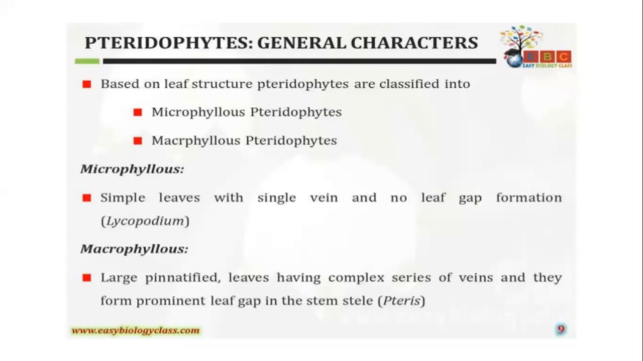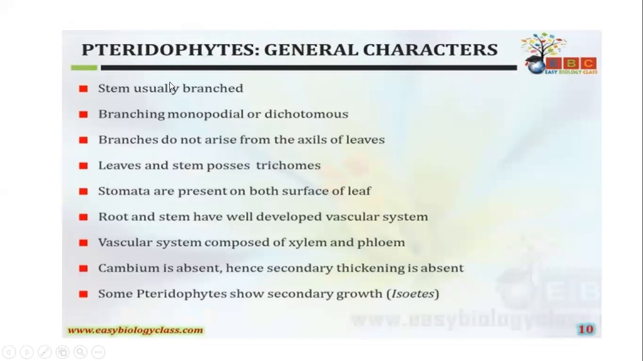So this is based on the structure of the leaf. The pteridophytes are either microphyllous or macrophyllous. Next, when we talk about the other characteristic features, in the pteridophyte plant there is a central stem region, and this stem is usually a branched stem. The stem is highly branched, and that branching can be either monopodial branching or dichotomous branching. And it may produce either single branches, or two branches from each stem, that is from the central main axis.